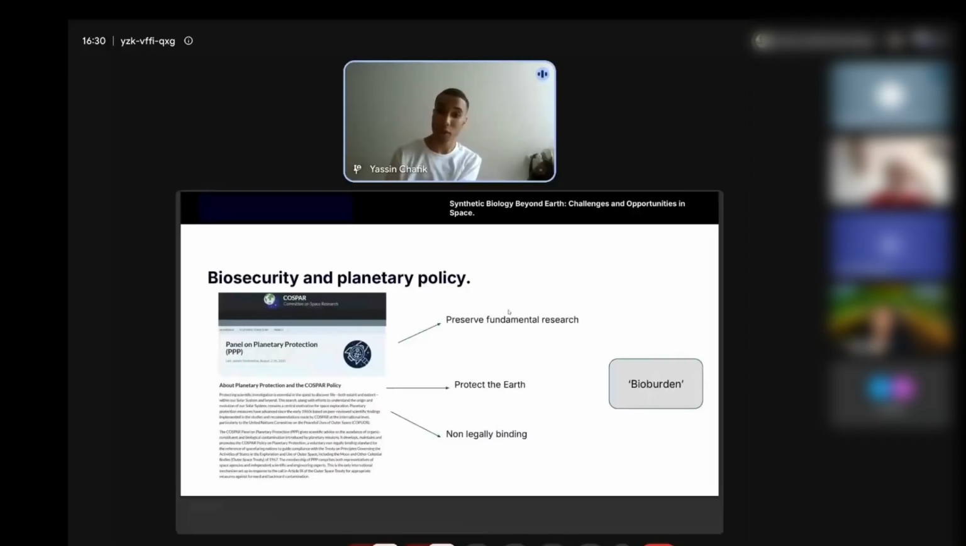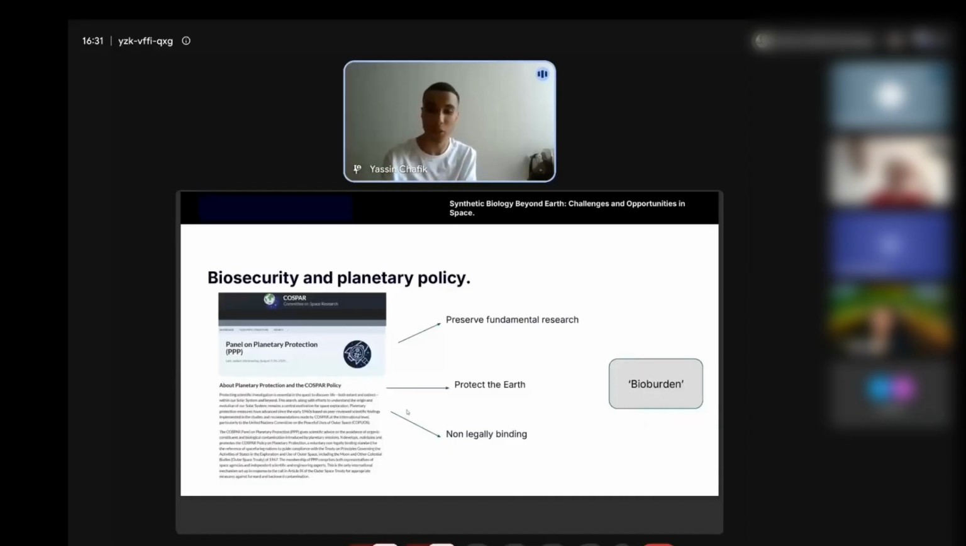And afterwards, we've got COSPAR, which I think is just an excuse to not have reviewed the Outer Space Treaty in recent years. This is very new. It's made by the Panel on Planetary Protection. It's not legally binding. There are some indications to preserve fundamental research, as I said before, and to protect the Earth. It's very ambiguous, and there are more suggestions than rules.